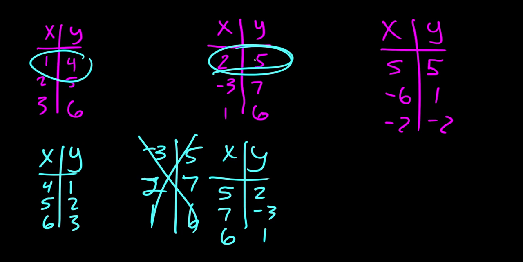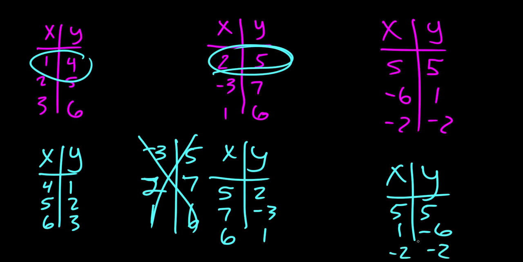Now over here, we have a 5 and a 5. So it's going to look like we don't switch anything, but technically we're swapping the x and the y. And then we do the 1 and the -6. And then since these are both -2's, it's going to look like it doesn't swap again.